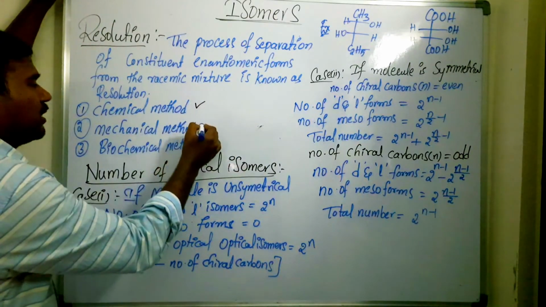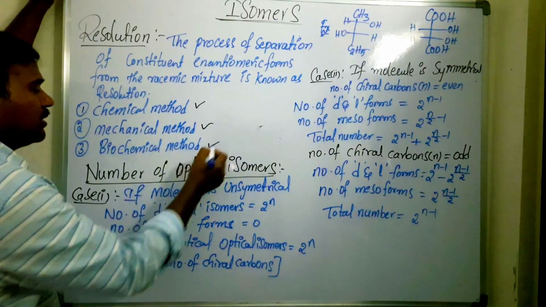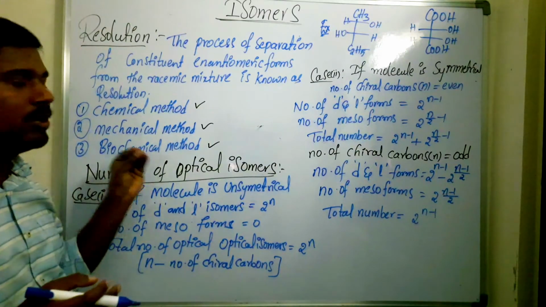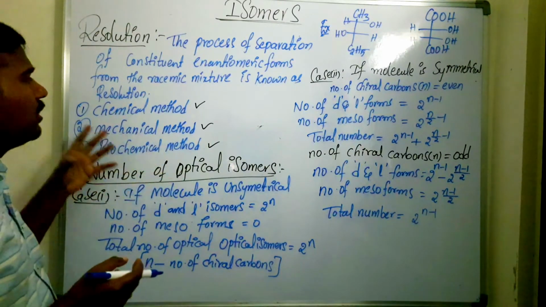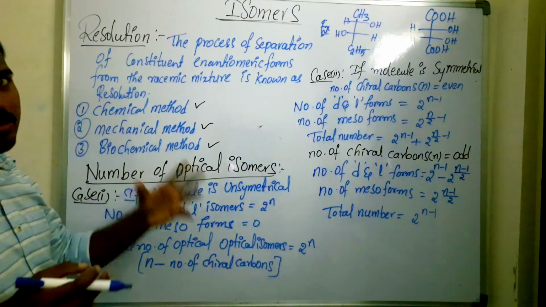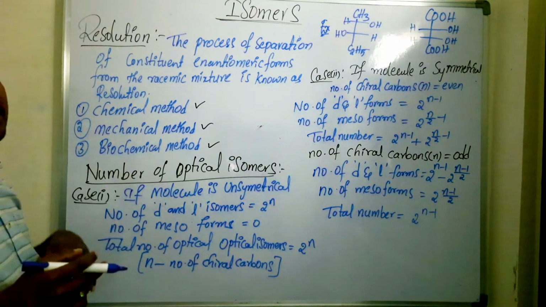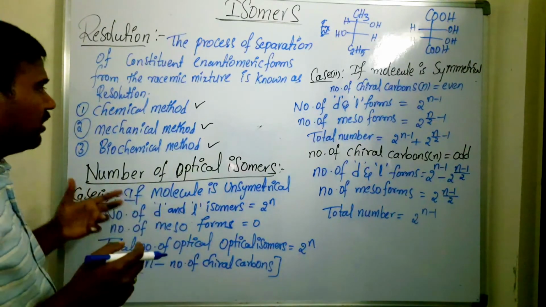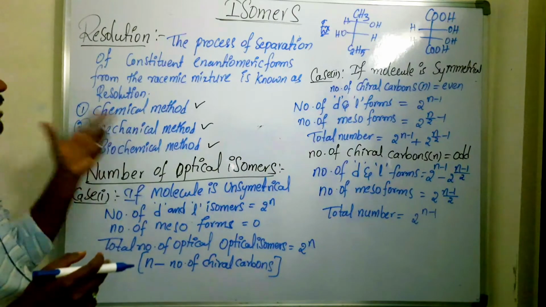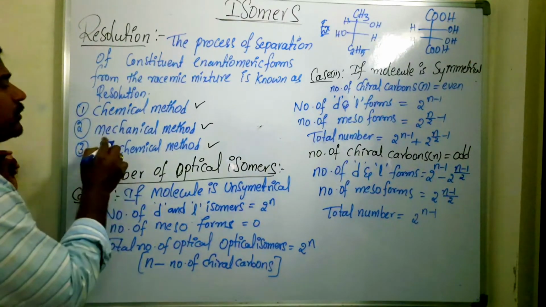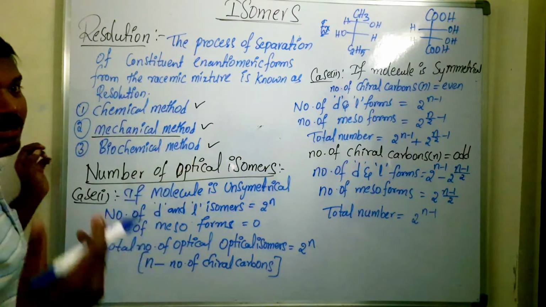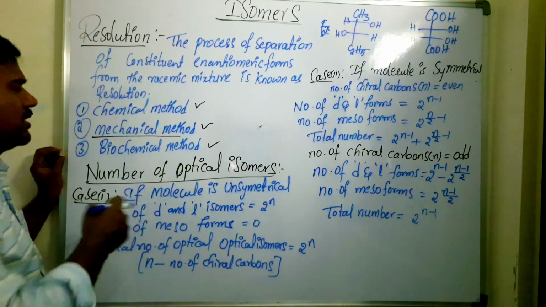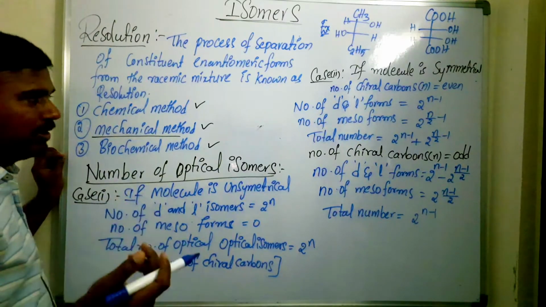That can be done by chemical methods, mechanical methods, or biochemical methods. In chemical methods, we add a suitable quantity of some salts. Then one of the enantiomers will be precipitated and separated by fractional crystallization or fractional distillation. By using those chemical methods, we can separate them. Next, the mechanical method, for crystals having magnetic nature: we can separate them using electron microscopes, or by hand with a pair of tweezers.